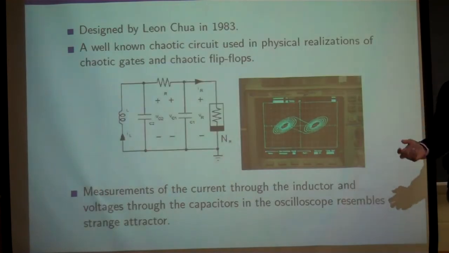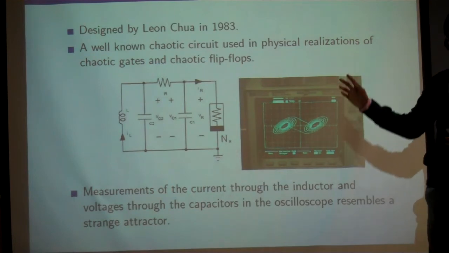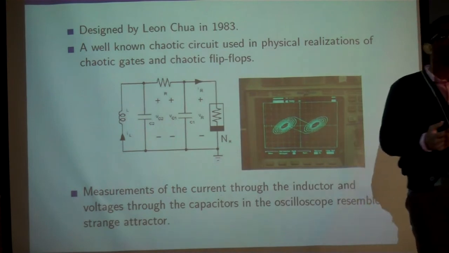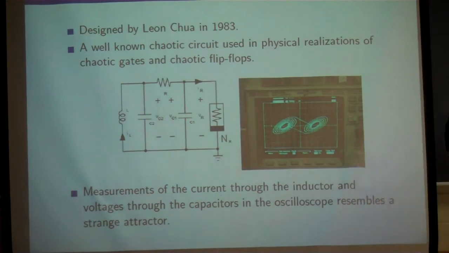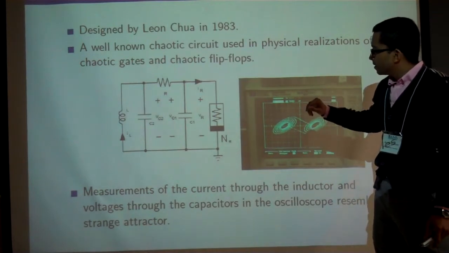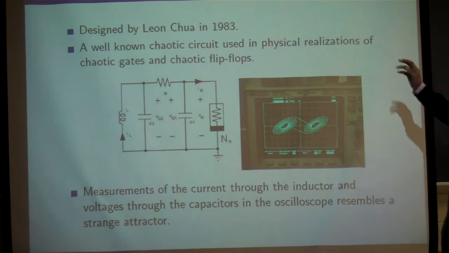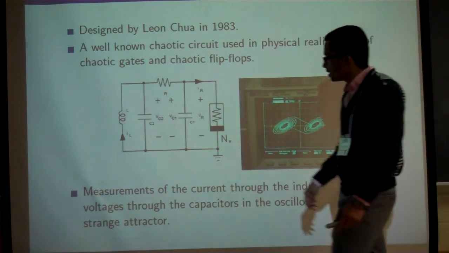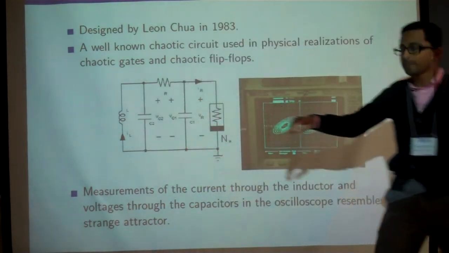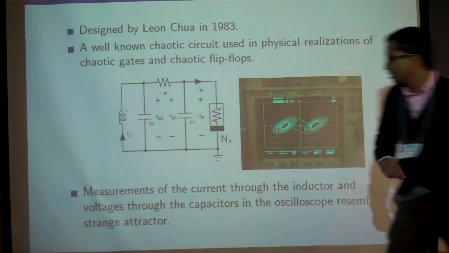Some of these circuits in recent years have been made with chaotic circuits. So they make chaotic gates and chaotic flip-flops that exhibit even more interesting behavior. A chaotic circuit that's really popular is Chua's circuit. This was designed by Leon Chua in 1983, and it has two capacitors and an inductor in parallel. It has a regular resistor, and it has a nonlinear resistor.